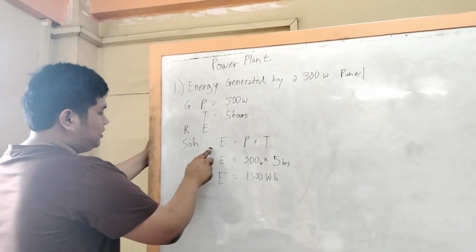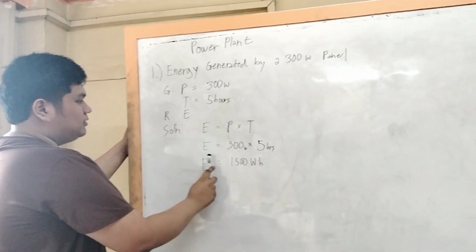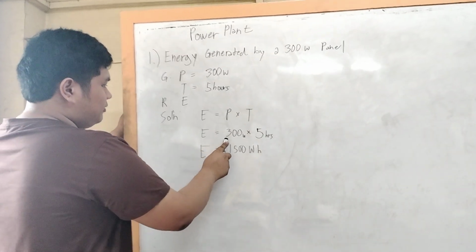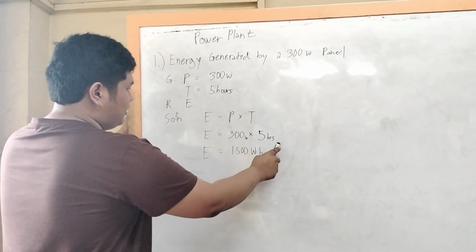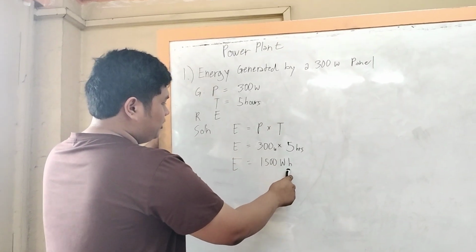So we have solution that E is equals to P times T. So we input the values. So we have energy is equals to 300 watts times 5 hours. So we got energy is equals to 1,500 watt per hour.